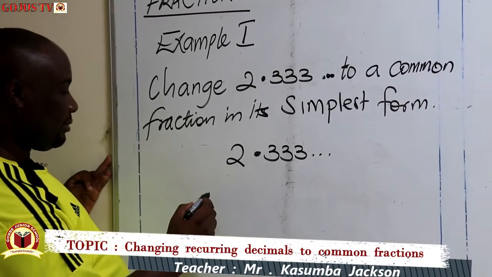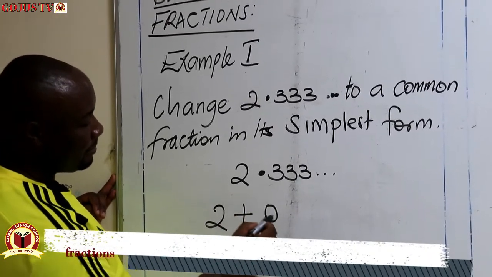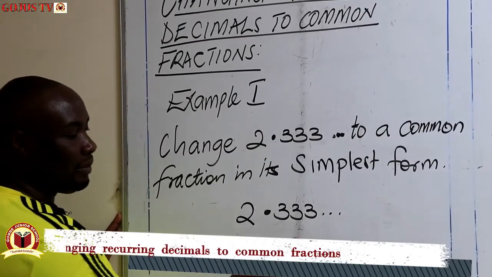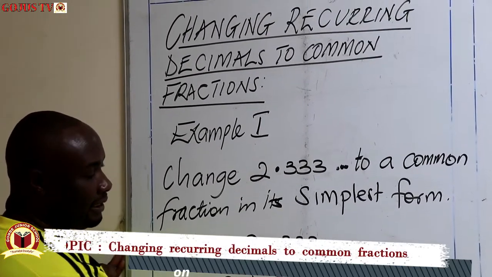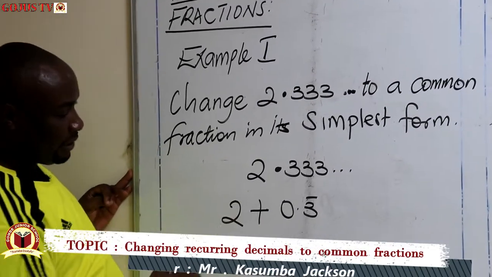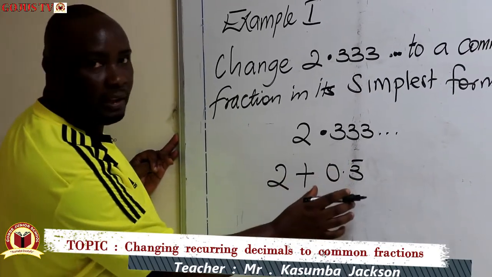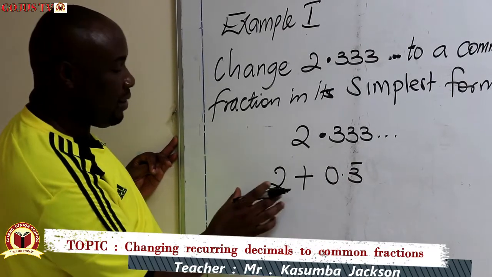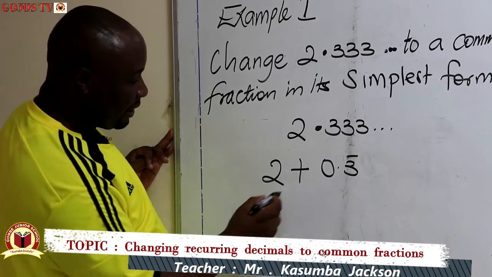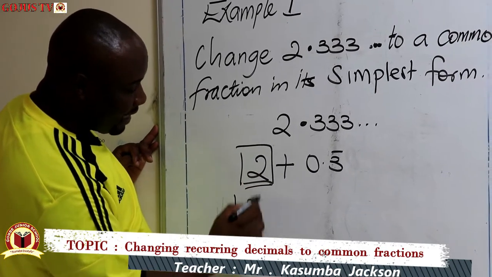So what we can do here is to get our 2, which is a whole number, and just add 0.3 recurring. Since the recurring digit is 3, the bar will be put above only the 3 to mean recurring. So in this way, you can simplify your working. You deal with only the repeating decimal while putting the whole number aside, which we can add at the end.